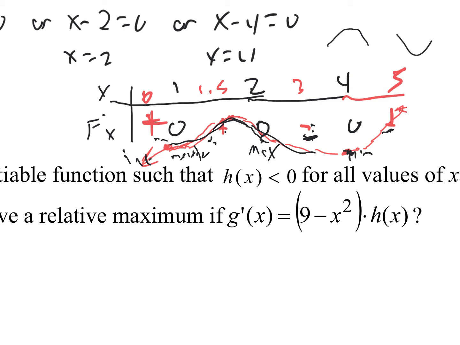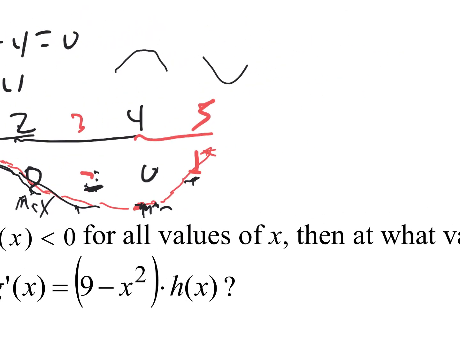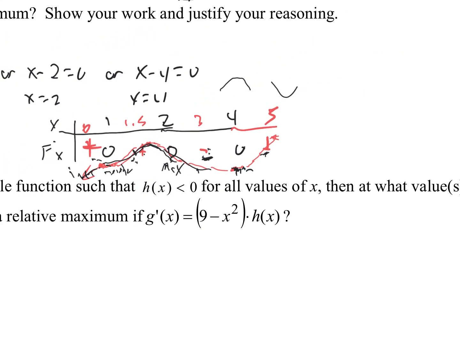So I have neither, I have a max, and I have a min. I have increasing, I have increasing. I have decreasing, I have increasing. So now we got to write that whole paragraph. It's a lot of work. Let's start with the increasings and decreasings.